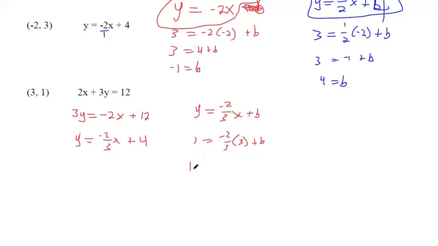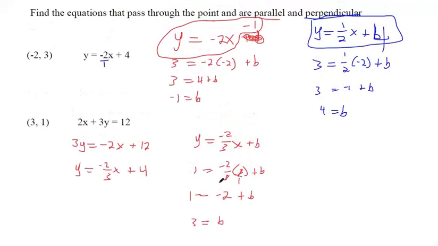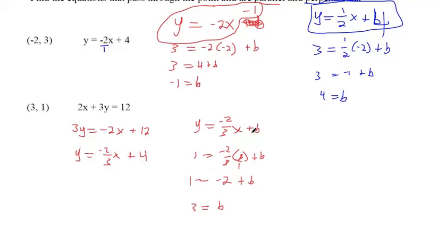If we do that, the 3's cancel to give us -2 plus b, right? You could do your quick little fraction arithmetic. And then to get b by itself, we got to add that 2 to both sides. So b equals 3 is our answer. That's our y-intercept. So the full equation of the line is back up here, but instead of b, we're putting 3 in its place.